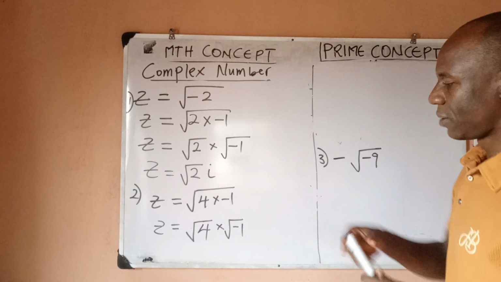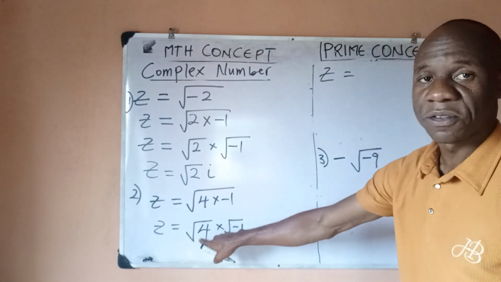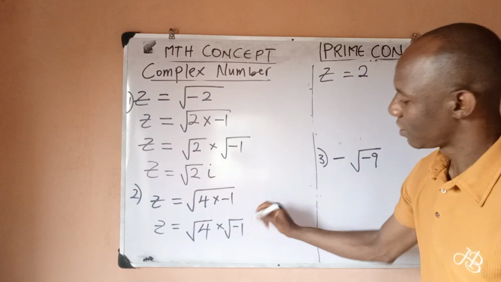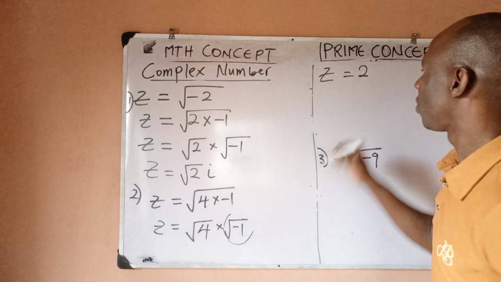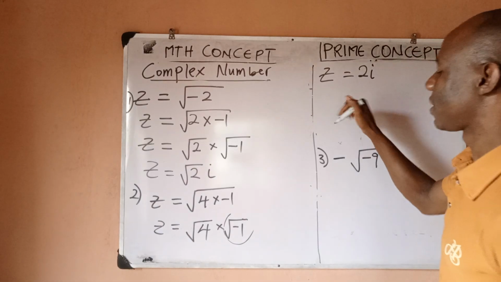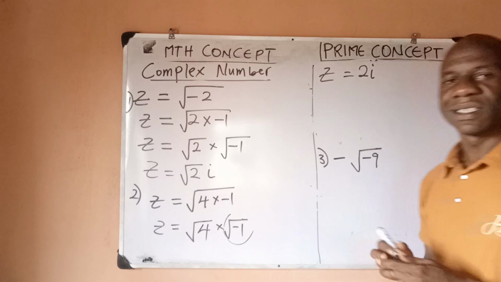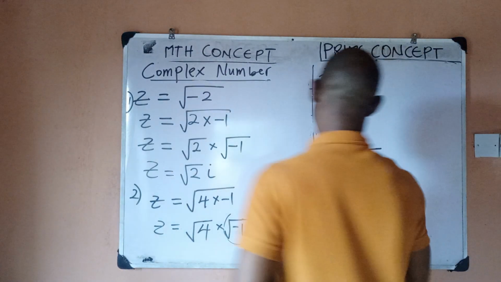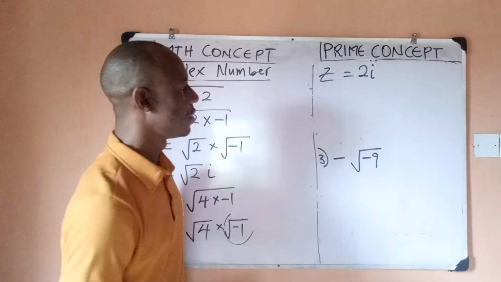And quickly you would see from this that z should now be, what is the square root of 4? Square root of 4 is 2. Then what is square root of negative 1? The square root of negative 1 is agreed to be called i. So it means that my z is equal to 2i. So I've written this in terms of i also. Now I want to solve number 3, and now that will bring us to the end of the video.